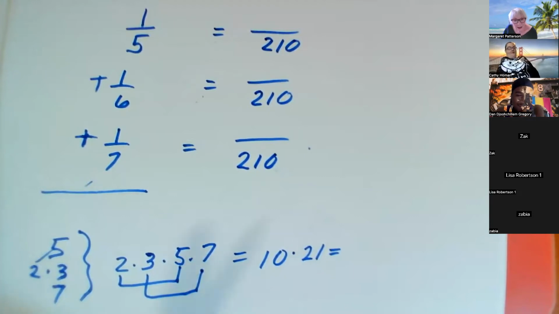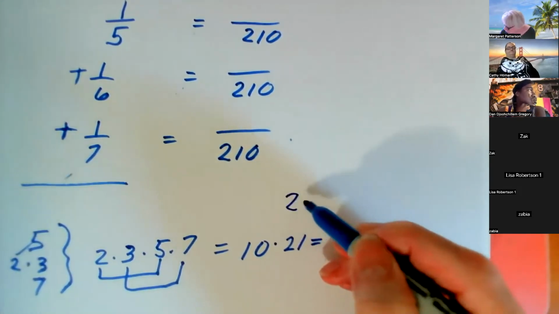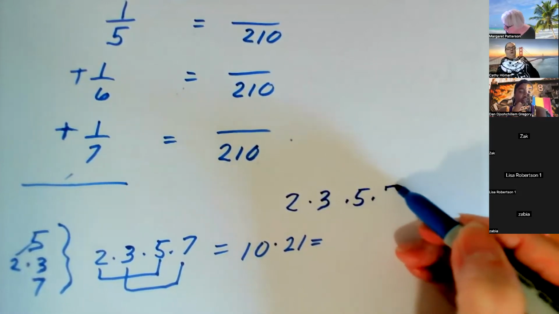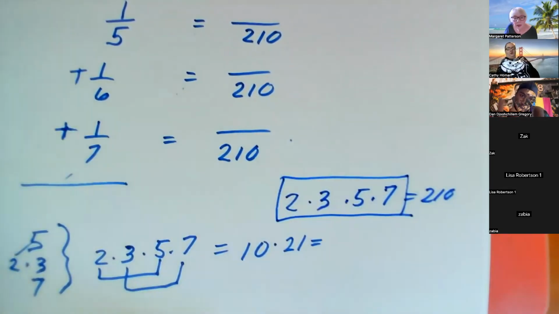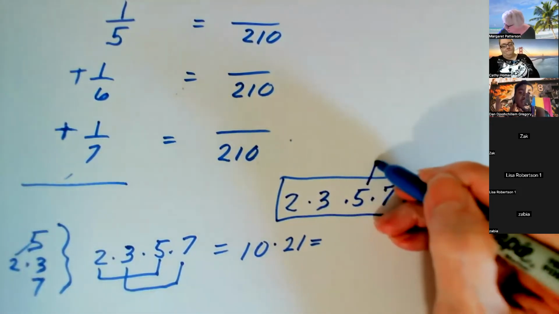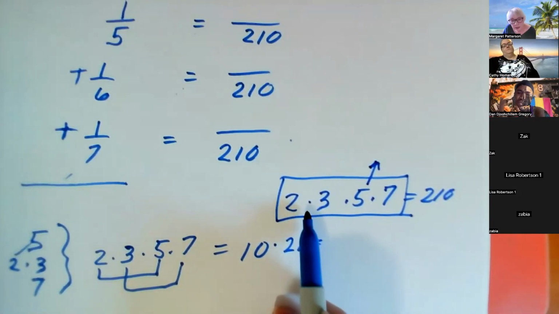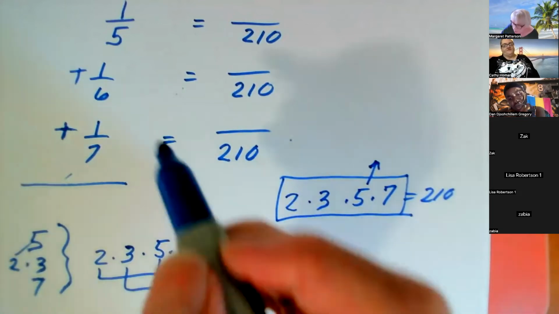5 times what is 210? Well, now I want to show you something else. 2, 3, 5, and 7 made up the 210. If you need 5 times something to get 210, you need the rest of these factors. You need a 2, a 3, and a 7. 6 times 7 is 42.